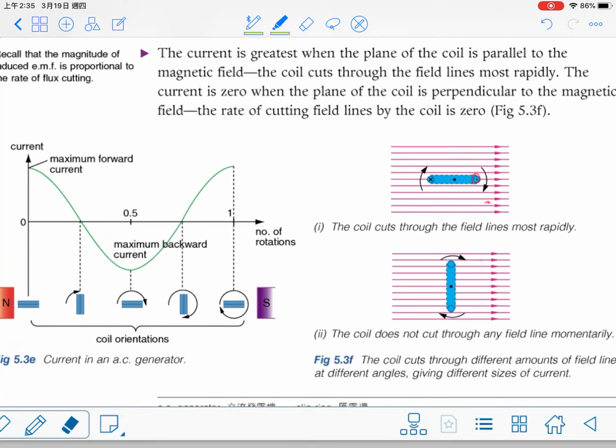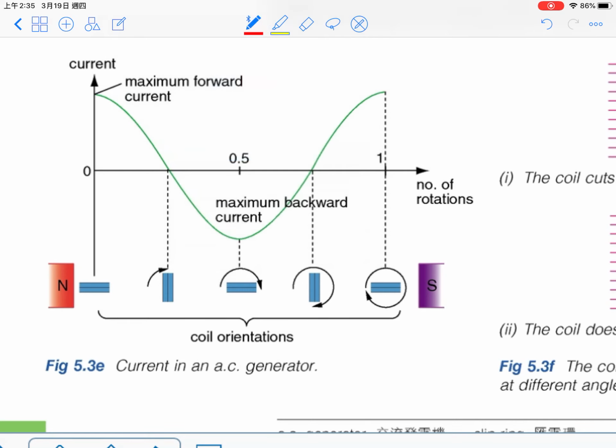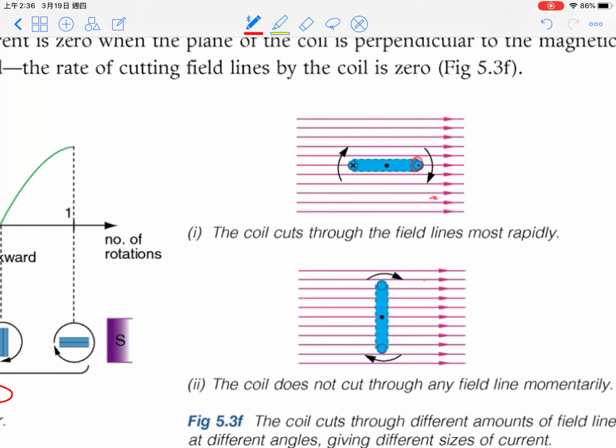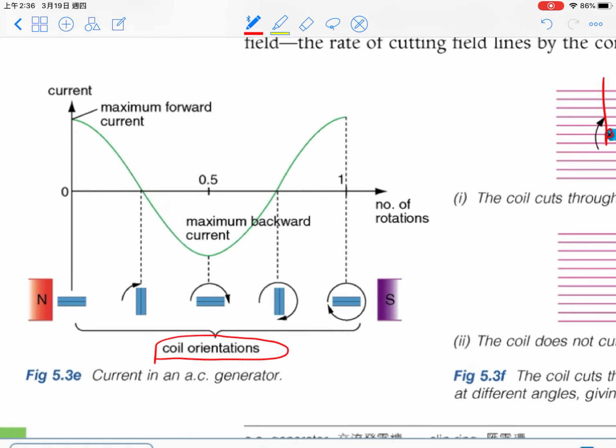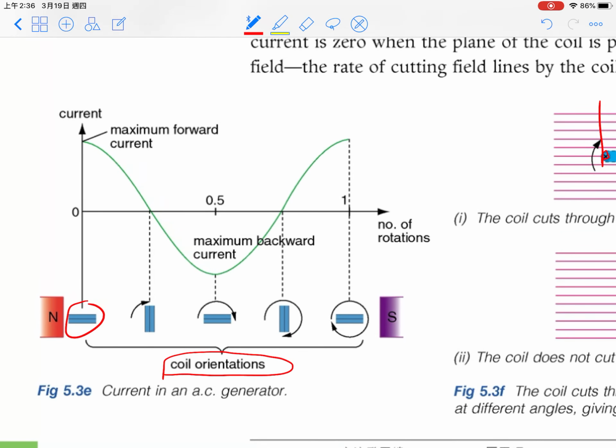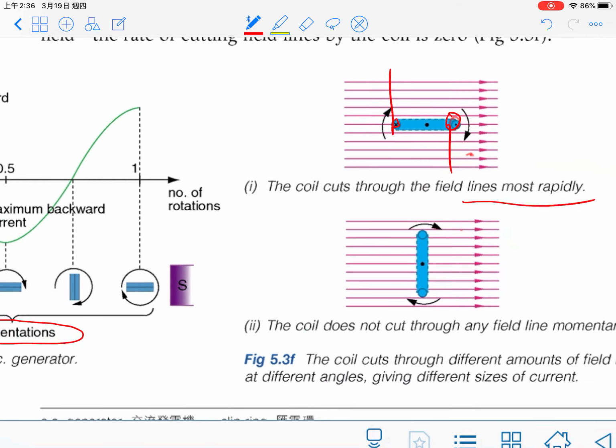Okay, now we can have an induced current all the time. But we have to memorize the coil orientation. As we have taught before, if the coil is in the horizontal direction like this, the wire moving upward cuts through magnetic field lines most rapidly. This wire moving downward also cuts through magnetic field lines most rapidly. So we would have a maximum induced current in this case. If the coil is horizontal, maximum induced current.